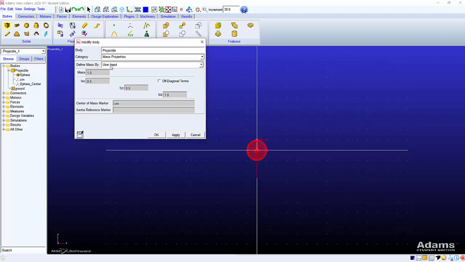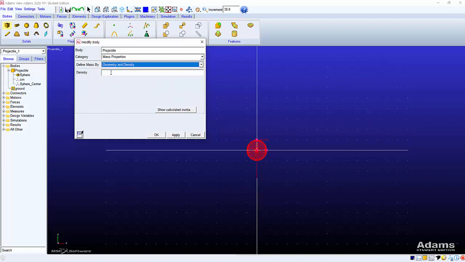So, not going to use user input now. What other options? You can use the geometry and the density. If you know the density of your material, you can specify the density right here. What is the density? If you are assuming this projectile is made out of steel, then the density will be 7,800 kilogram per meter cubed.